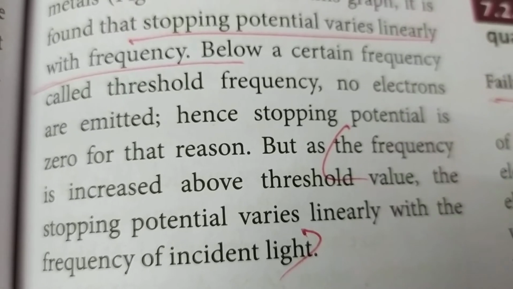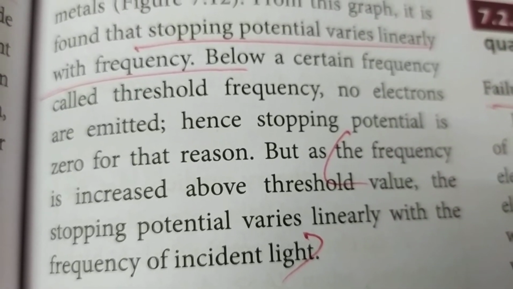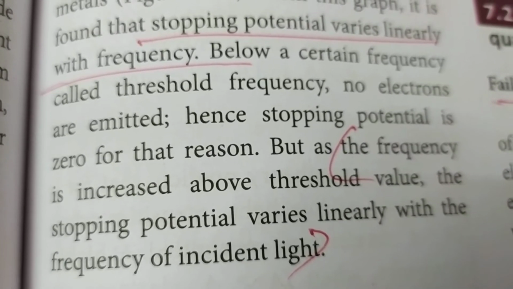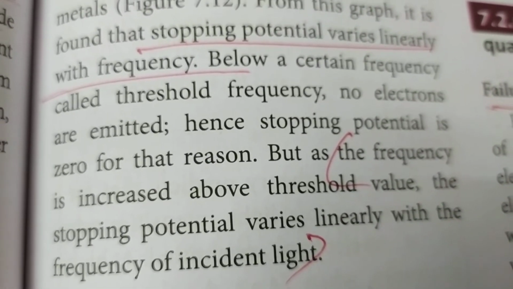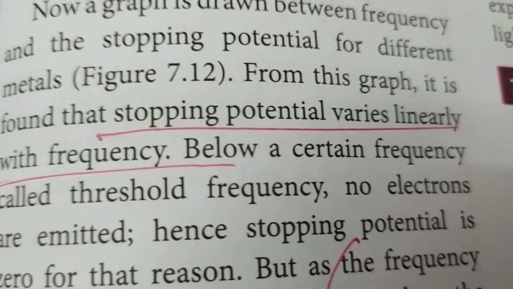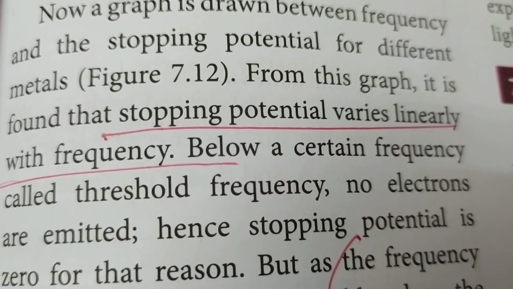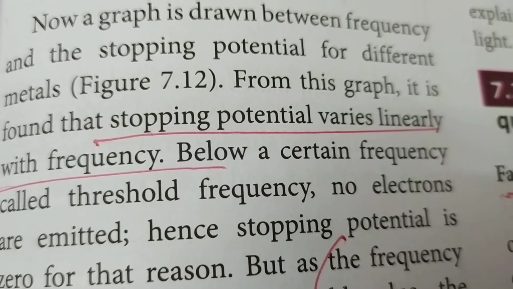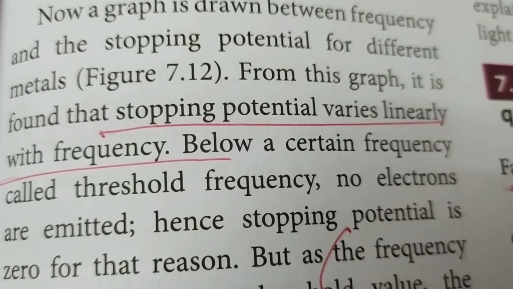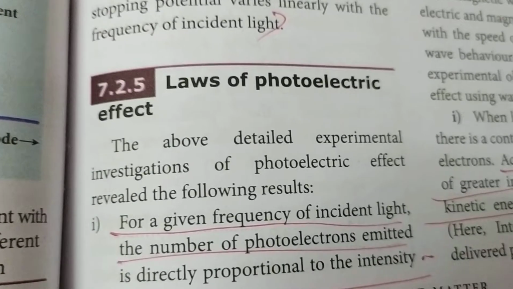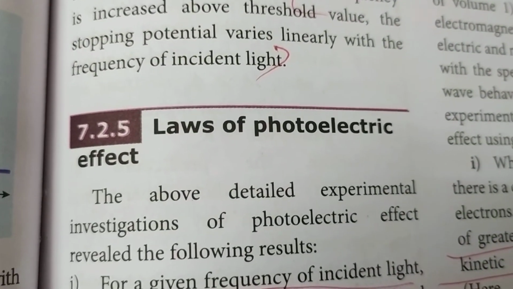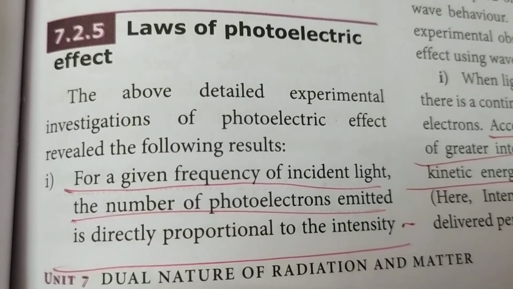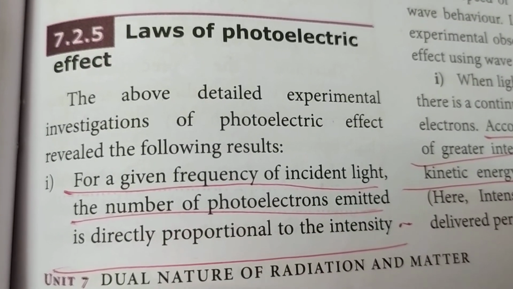So a minimum value of frequency is required for emitting the photoelectrons, and this frequency is called the threshold frequency. Below this frequency there are no electrons. That is the main point: below a certain frequency, called the threshold frequency, no electrons are emitted. And we are going to summarize these points as the laws of photoelectric effect. We have already studied these points, we are just summarizing them.